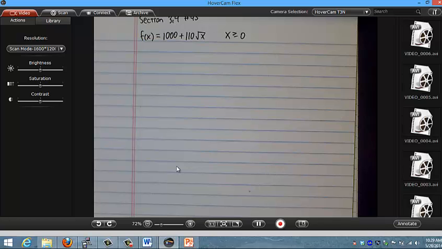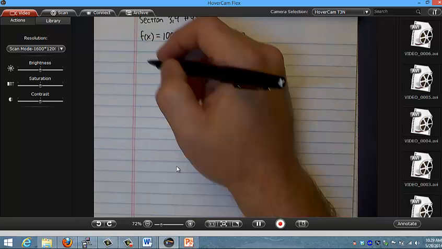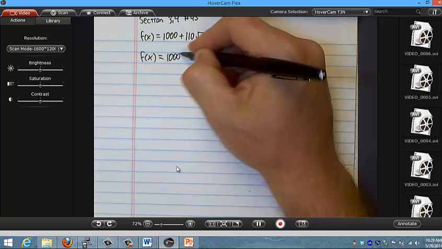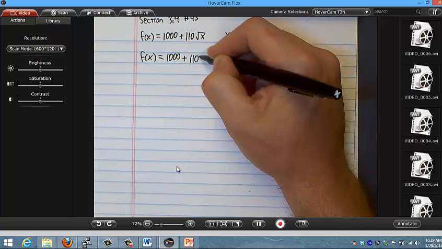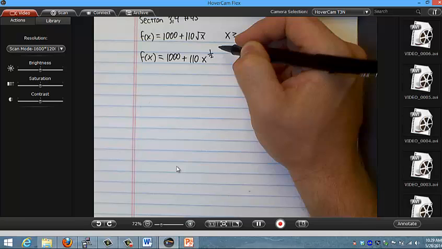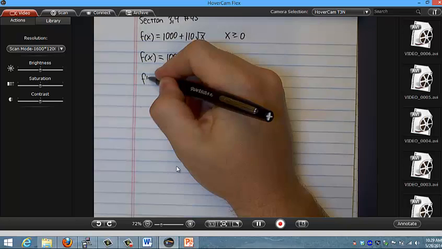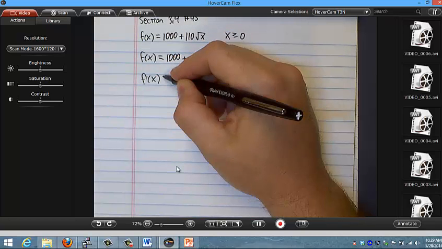You were computing a derivative, and so I saw a lot of people rewrite the function: 1,000 plus 110x to the 1/2 power. I saw some people use the product rule. You don't really need it. You could just ignore the 110 here, and it'll work. F prime of x, first of all, what's the derivative of 1,000? That's 0.